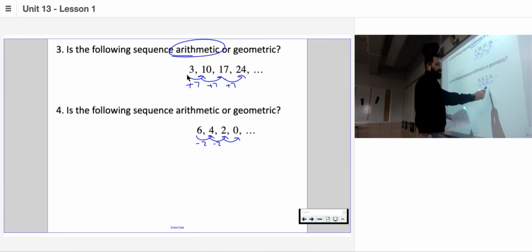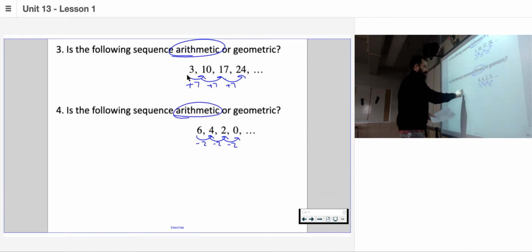4 minus 2 is 2. 2 minus 2 is 0. So we are looking at arithmetic, and it is arithmetic. It should be minus 2 if it was asking that question. But for 1 through 4, all you need to do is just say, is it arithmetic or geometric? You don't need to say what the rule actually is.